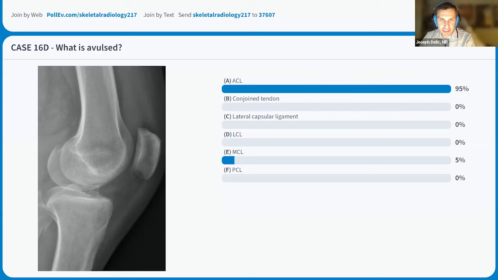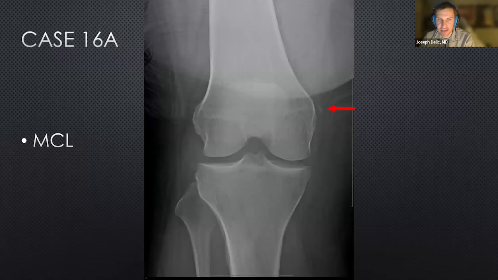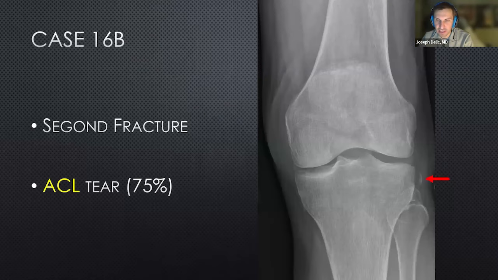So moving on to 16A. So 16A is the MCL, right? So we see this small ossific fragment along the medial femoral condyle. Not very common, but possible. I think the majority of people were good with that one. If we look at 16B, though, people were more split on this one. So 16B, what is actually avulsed?